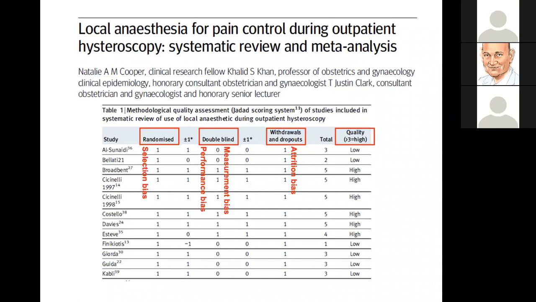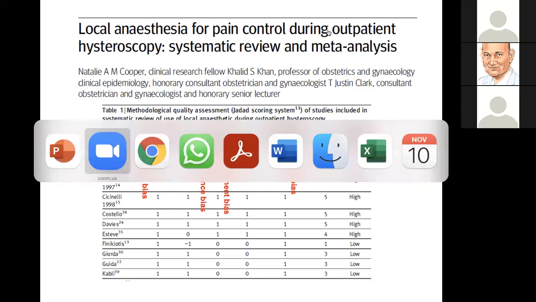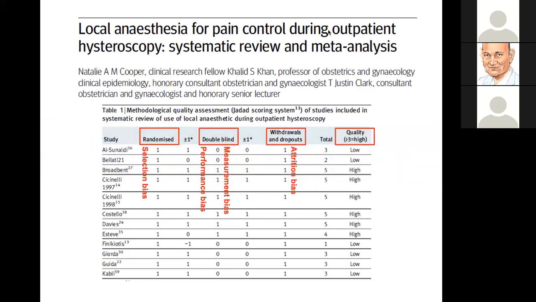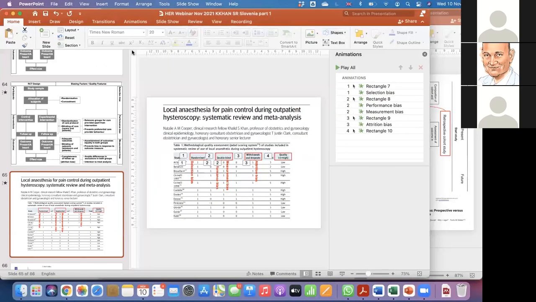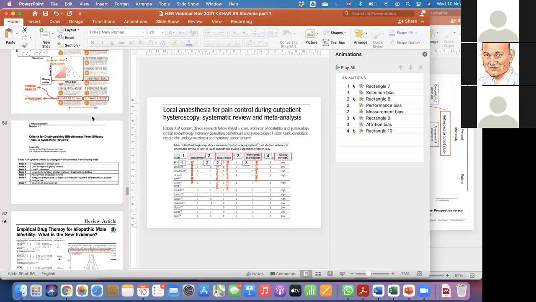Would you mind explaining again the attrition bias? Maybe my audio wasn't working before. No problem. And I don't really get what we should look for in this. Okay, I'm going to take you through this one more time, because this information I really skipped over during my talk. So thank you for bringing this up.